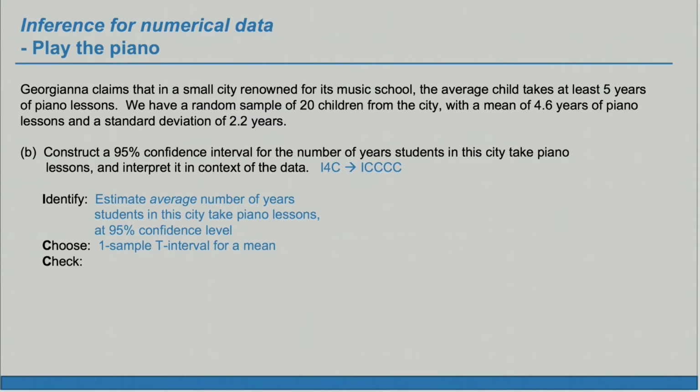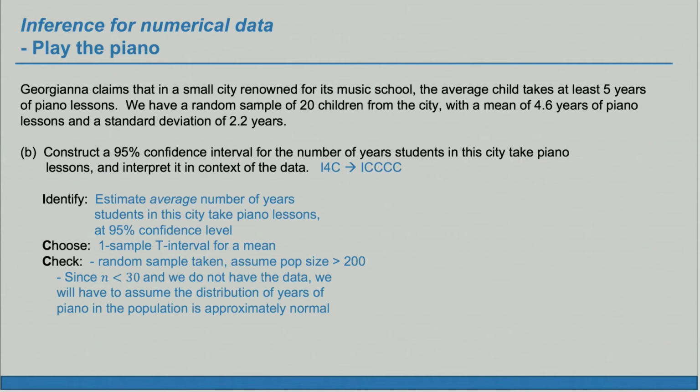Check. The conditions for a one sample t interval are the same as for a one sample t-test. So we've addressed these previously, and we've noticed that we do have a random sample. We have to assume a couple things. We have to assume that the population size of this city is greater than 200, and that the distribution of years of piano in the population is approximately normal, since we do not have the data to check and see whether or not this is reasonable.